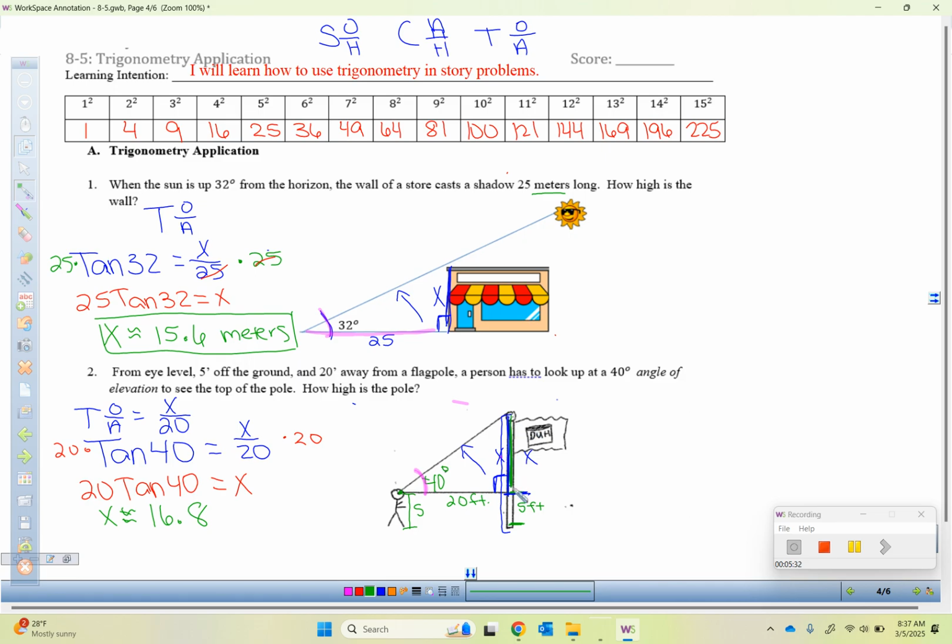That's this height here. Add the 5. Very good. So technically, x is 21.8. Keep the 8. Yep. 8 what? Feet.